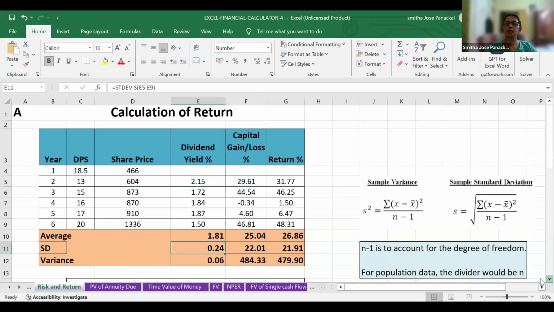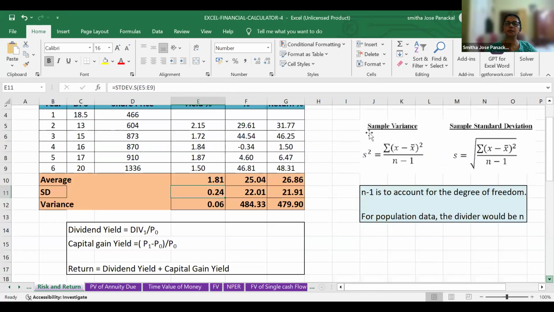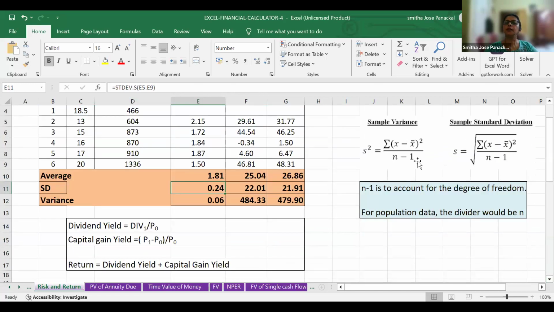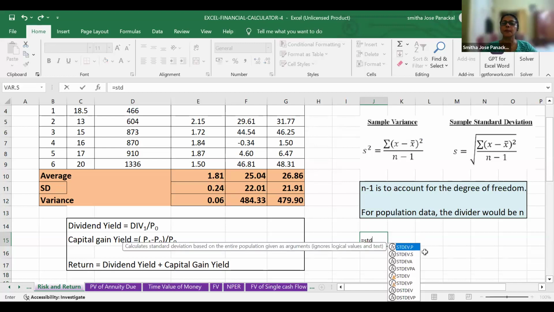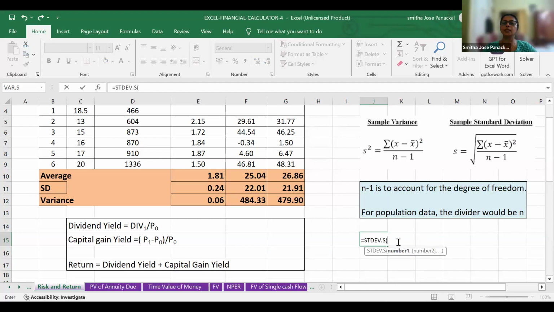This is the formula. Hope you can see the formula here: sample variance and sample standard deviation. Standard deviation is the square root of variance, right? If you want to do it manually, you can use the formula, or you can use the Excel function. I'll show you how. You put equal to, and if you want standard deviation, you can see the formula STDEV.S. Click there, then select the range.